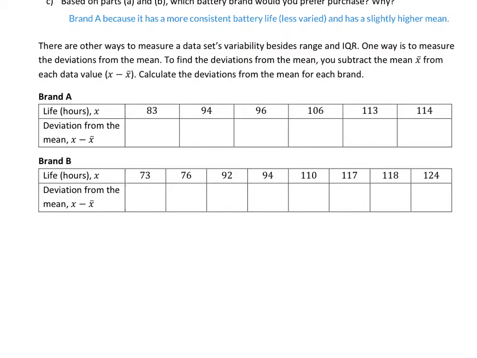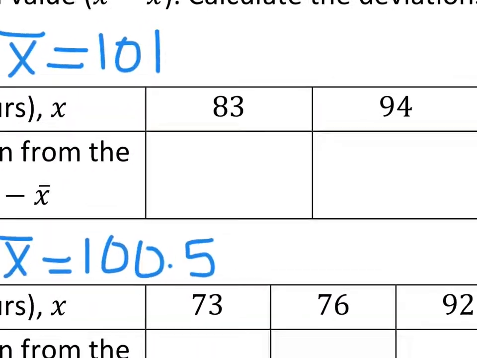Calculate the deviations from the mean for each brand. Remember, brand A had a mean of 101. So again, that's the symbol for mean. Mean equals 101. And brand B had a mean of 100.5. So what we're going to do is take each data value, which are listed up here, those are our X's, and subtract the mean. And yes, you will get some negative numbers. Let me zoom in here.